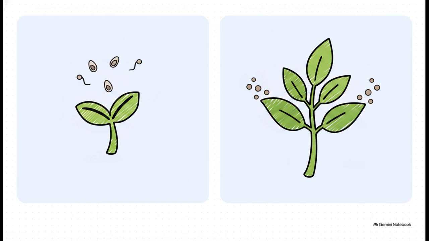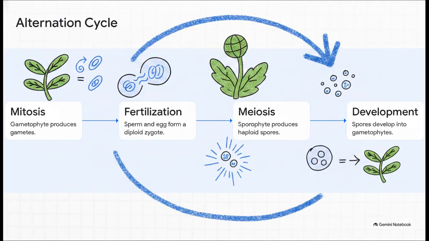Then you have the sporophyte phase. This one is diploid, meaning it has two sets of chromosomes, or 2N, and the sporophyte's job is to produce spores. Let's look at how this builds into a continuous four-step cycle. Step 1. The haploid gametophyte produces sperm and egg cells by mitosis.